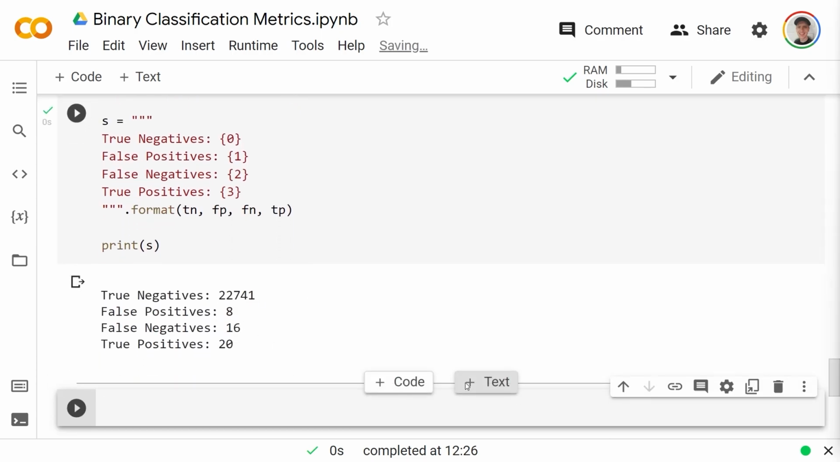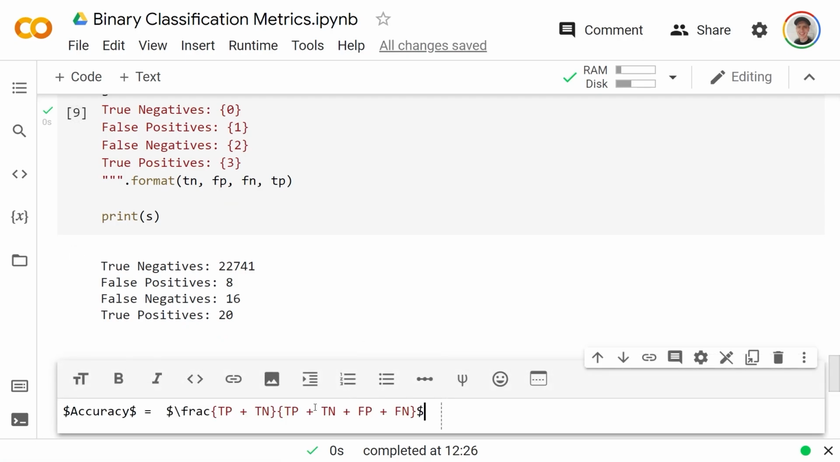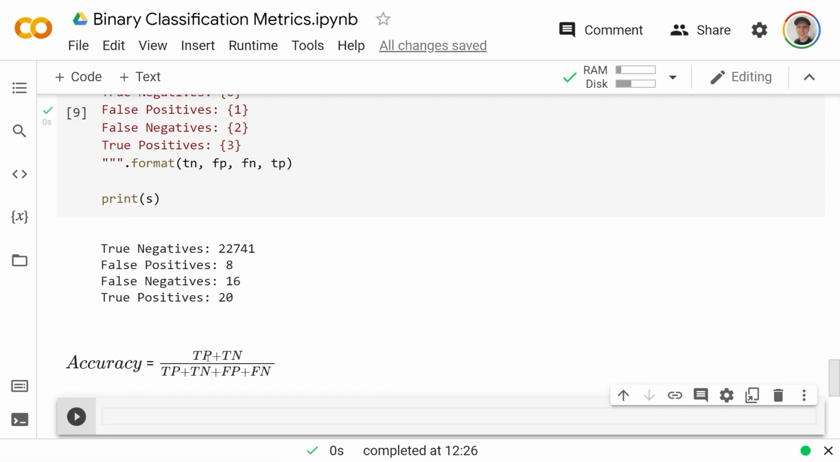The first metric that most people look at is called accuracy. Accuracy is equal to true positives plus true negatives divided by true positives plus true negatives plus false positives plus false negatives. This looks complicated, but really this is all the things we got right divided by every single thing at all. So it just forms a percentage of what we got correct.